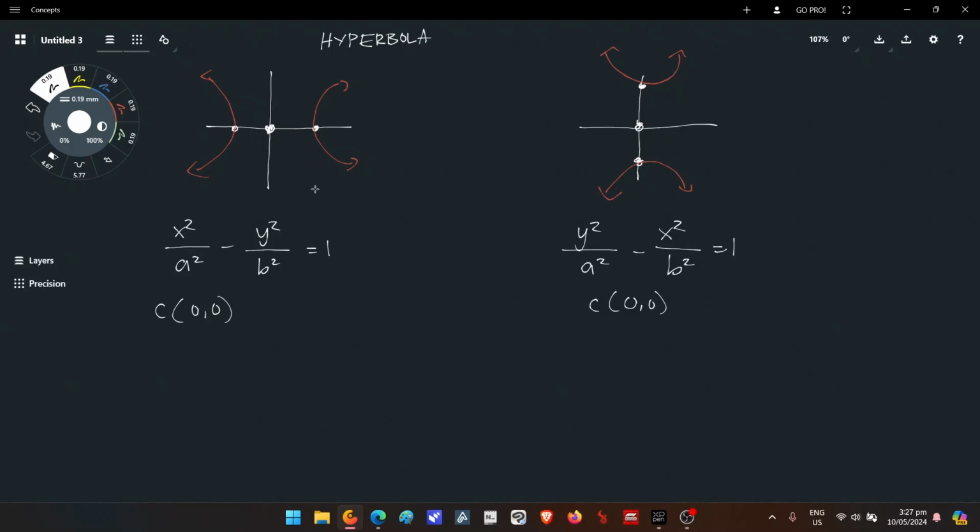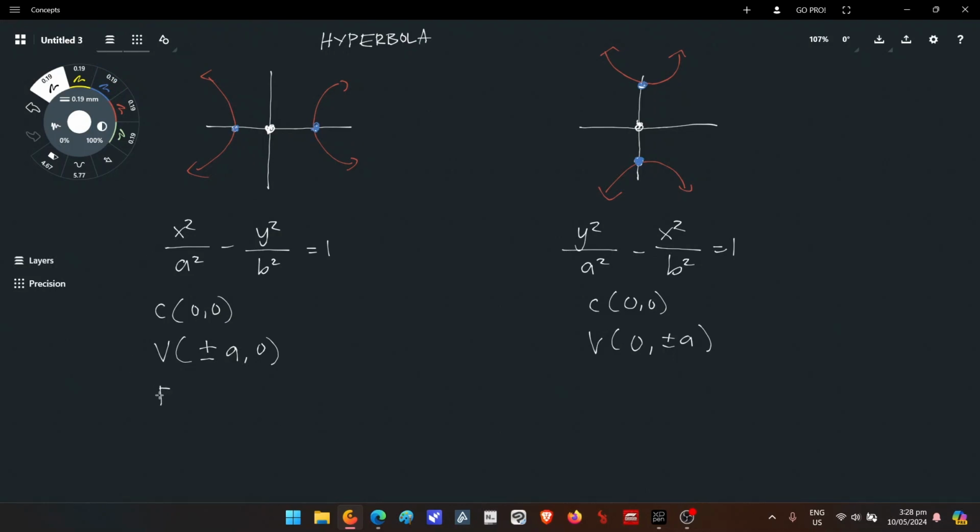To find the vertex of each, it is simply positive, negative a, comma 0. And this one is 0, comma, positive, negative a. The vertex is the point at which the hyperbola touches the axis. In this case, the x-axis, in this case, the y-axis.